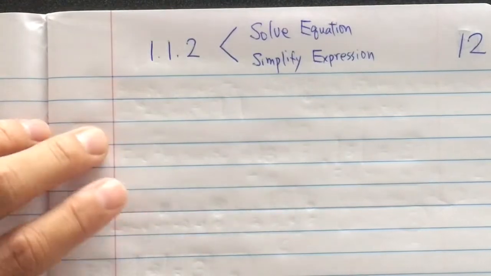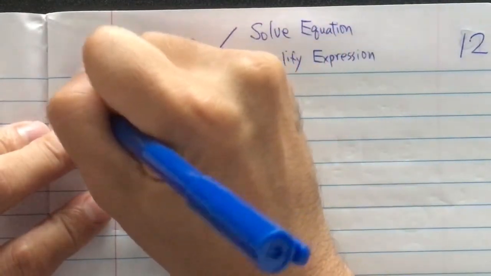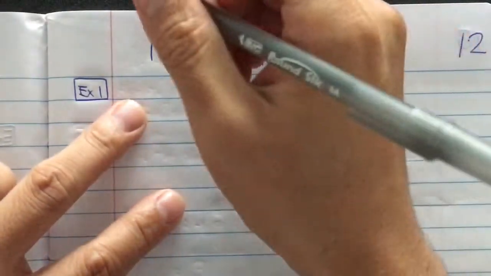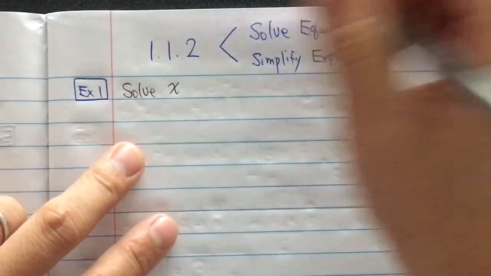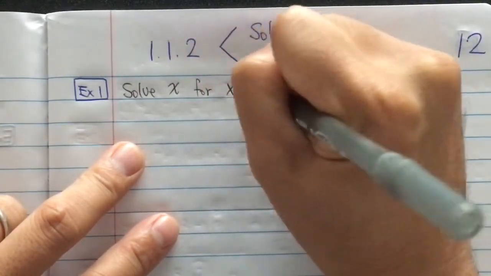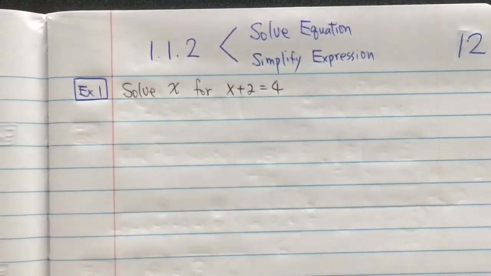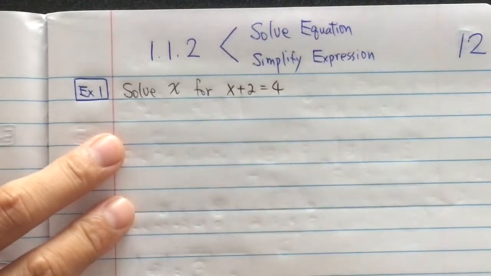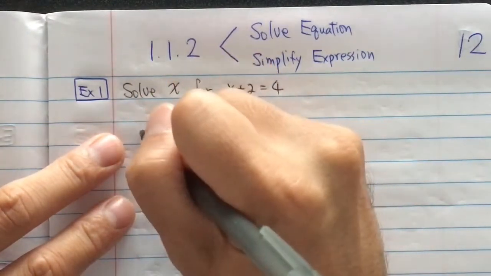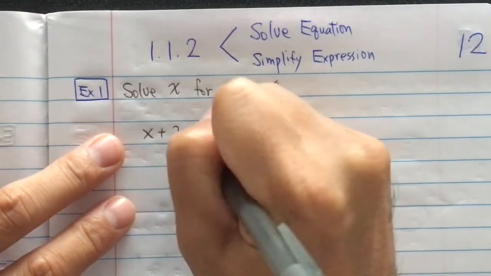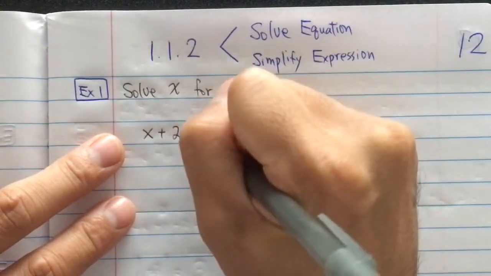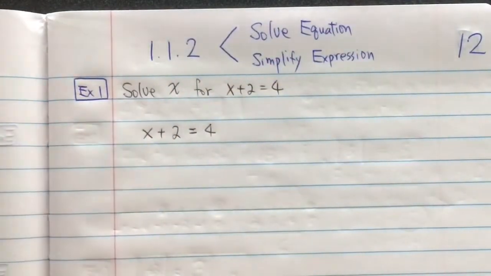Okay, so now let's see. Question 1, example 1. Solve for x: x plus 2 equals 4. Ladies and gentlemen, how do you find x for x plus 2 equals 4? I think this one should be very easy, right? I think you know the answer. What's the answer? The answer will be 2. But why is it 2?